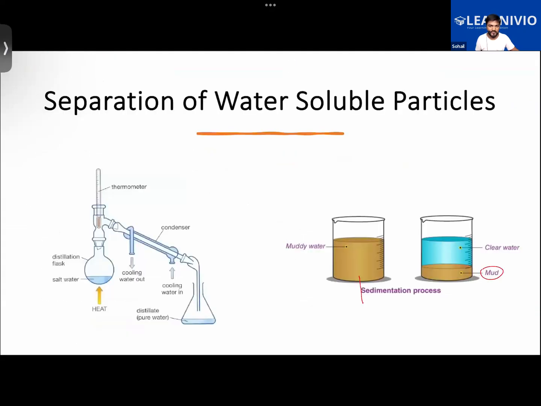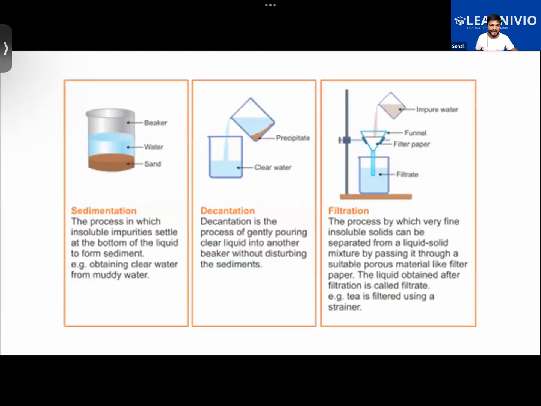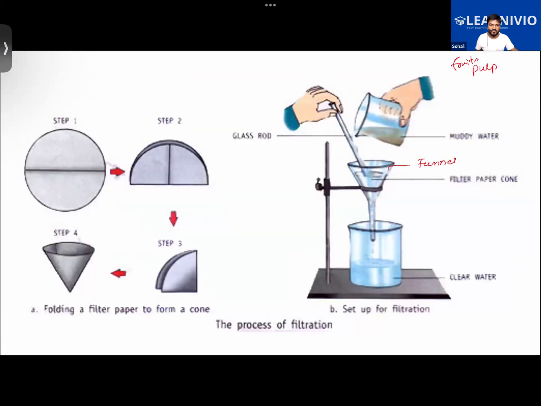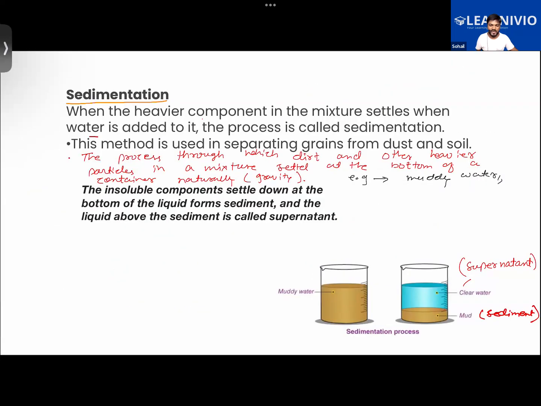We did learn about the separation of water soluble particles. How do we separate those particles that are soluble in water? For that we have sedimentation, decantation, etc. First was the process of sedimentation, in which, say you have muddy water, you allow it to rest for some time. Whatever is the insoluble component in it will settle down at the bottom of the glass beaker.